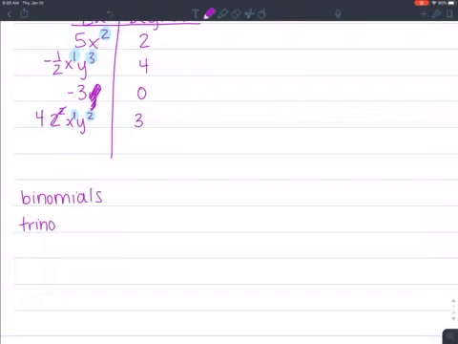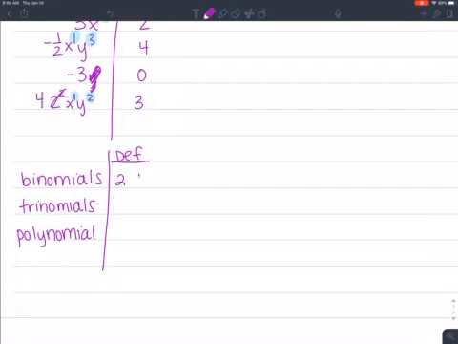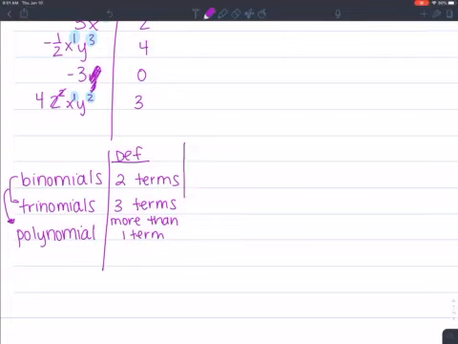All right, so now we're going to talk about binomials and trinomials. These are more specific types of this thing called a polynomial. Let's go ahead and define these. Our definition is that this has 2 terms. This has 3 terms. And since both of these are technically part of this, a polynomial just has more than 1 term. So anything that has more than 1 is a polynomial.